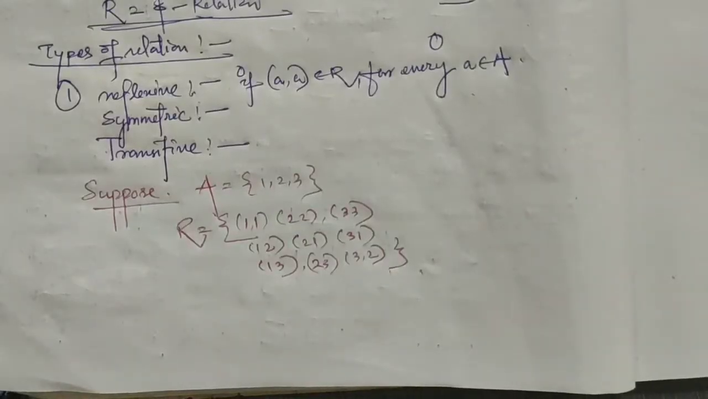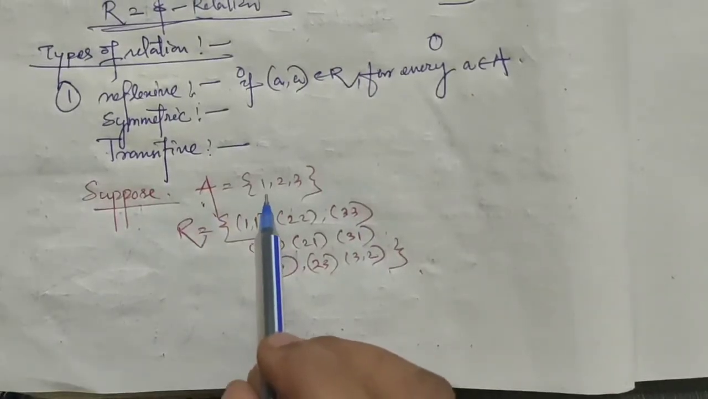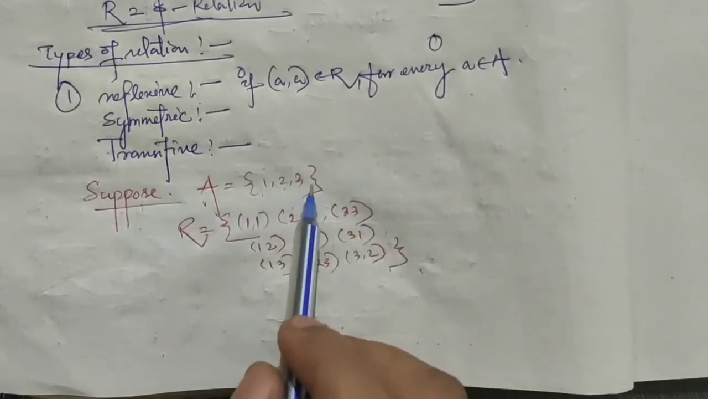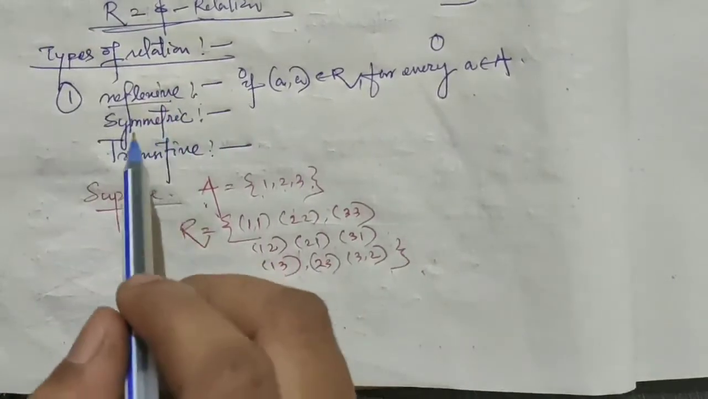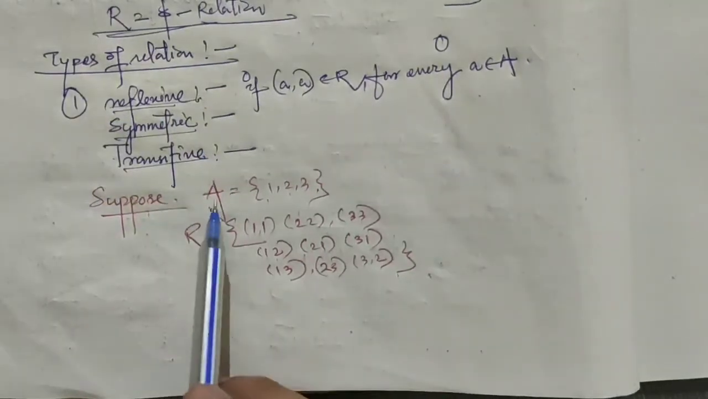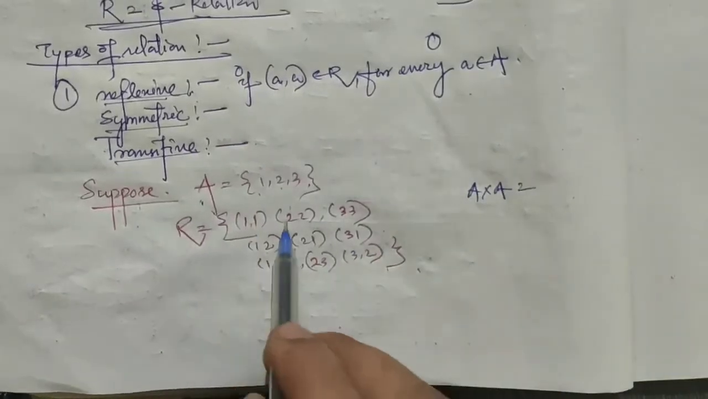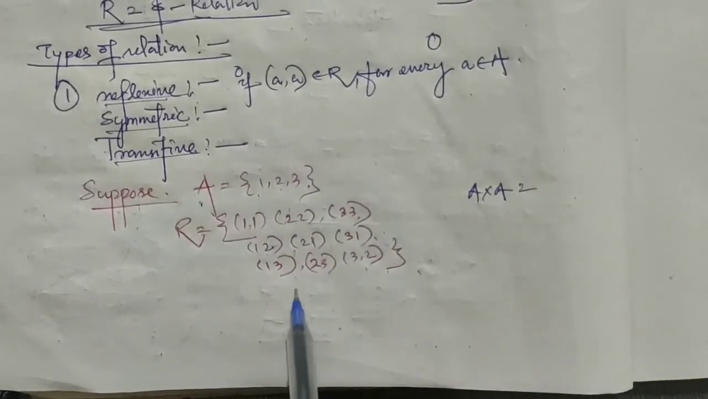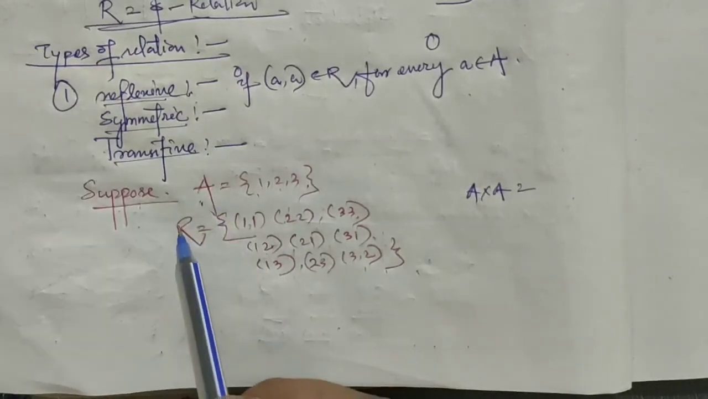Now I will check, suppose A is a set having only three elements, 1, 2, 3. So there are three types of relation: reflexive, symmetric and transitive. What is reflexive? Reflexive means in this set A, what is A cross A? We have written all the ordered pairs here, okay? So we'll check whether this relation is reflexive or not.